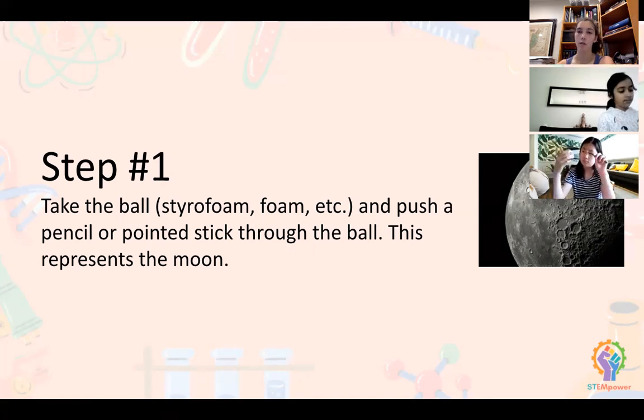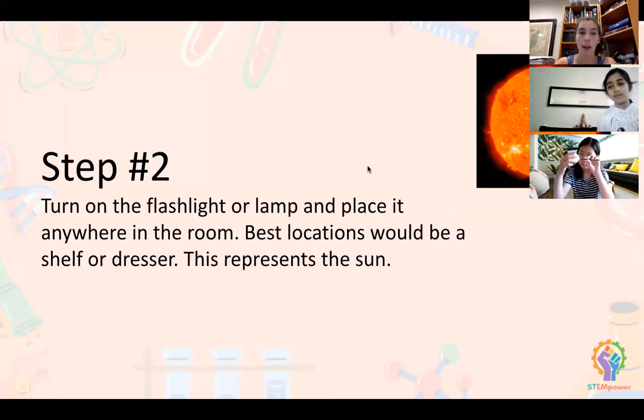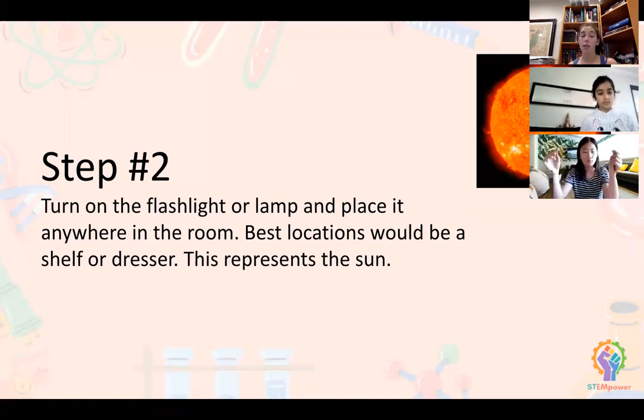All right, so since both of you have that now, you're going to want to turn on the flashlight or lamp or whatever light source you have, and place it anywhere in the room. The best location would be on a shelf or a dresser, and that's going to represent the sun. For this activity, you're going to want the room to be as dark as possible so that the only light source is that small light source that you have.